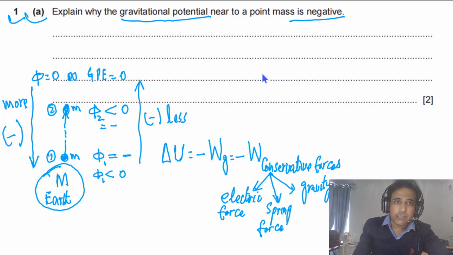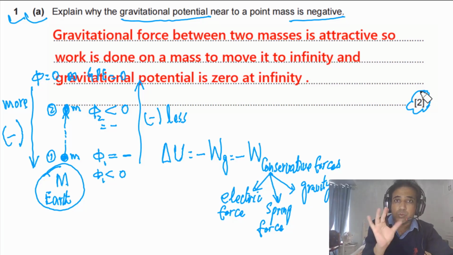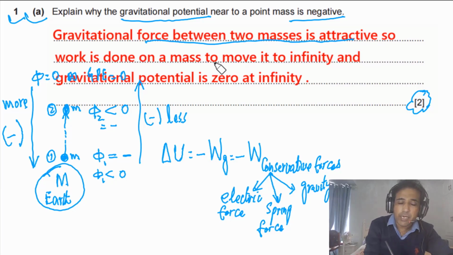Now let me show you the answer, how you can write it down. This question has 2 marks, so you have to write down 2 main points. Gravitational force between 2 masses is attractive, so work is done on a mass to move it to infinity. And the second point, gravitational potential is 0 at infinity.